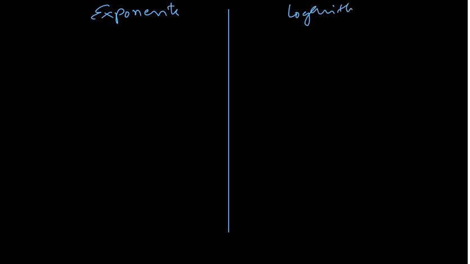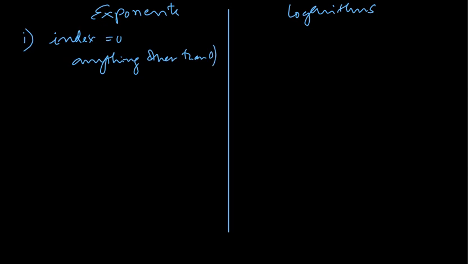So the properties wise, I'll write on the left side the exponents. It's better to compare both the things like that only. So we have exponents here and we have logarithms here. So the first one is index being 0. Index is 0. So absolutely anything other than 0 to the power of 0 equal to 1. That's the first property here.